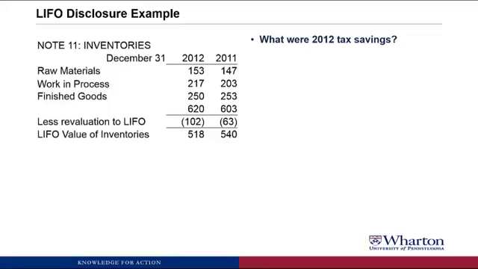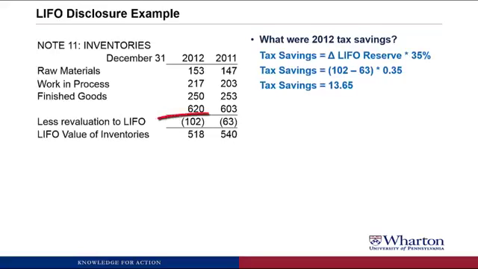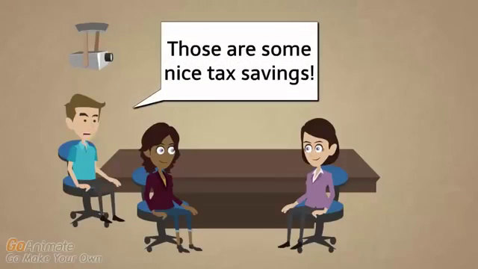The last question we want to answer is how much did KP save in taxes in 2012 by using LIFO? The formula that we saw before is that tax savings equal the change in LIFO reserve times 35%. The change in LIFO reserve is the 102 minus 63, which is the $39 difference in cost of goods sold that we saw before. If we take that higher COGS of 39 times 35%, we end up with tax savings of 13.65. Now, it doesn't indicate it in here, but those numbers are in millions. So that's actually tax savings of $13,650,000 for KP during 2012. Those are some nice tax savings.